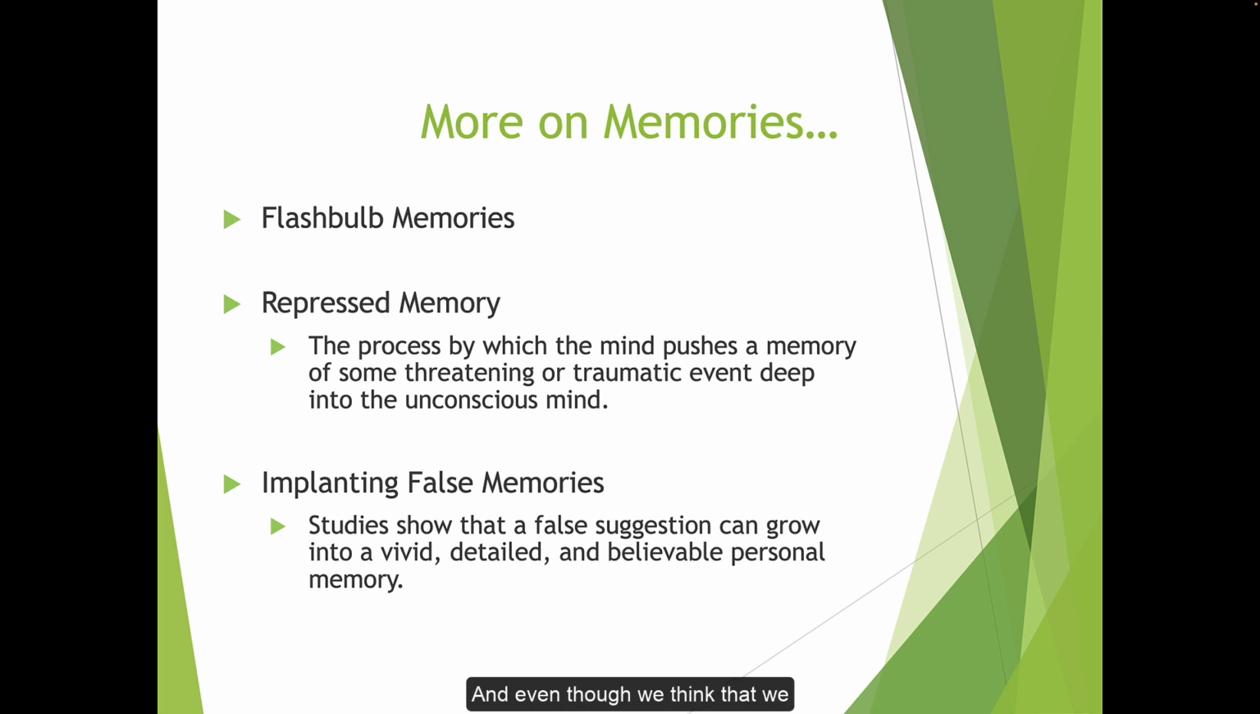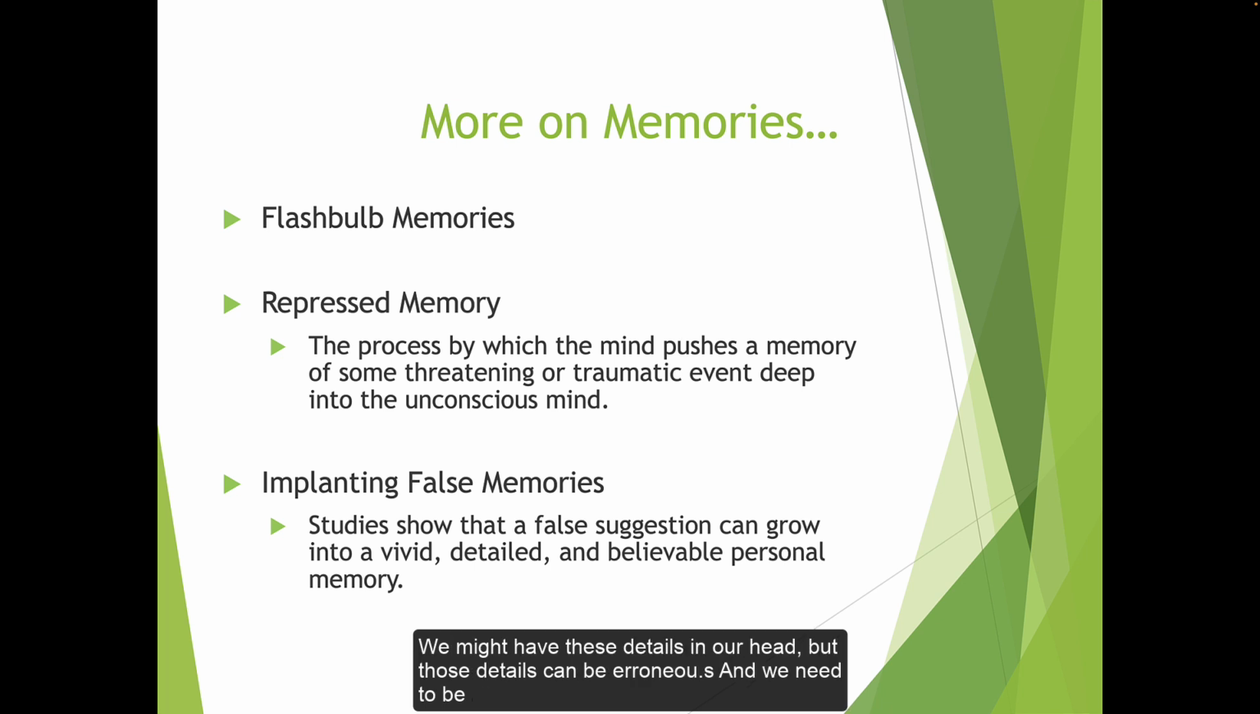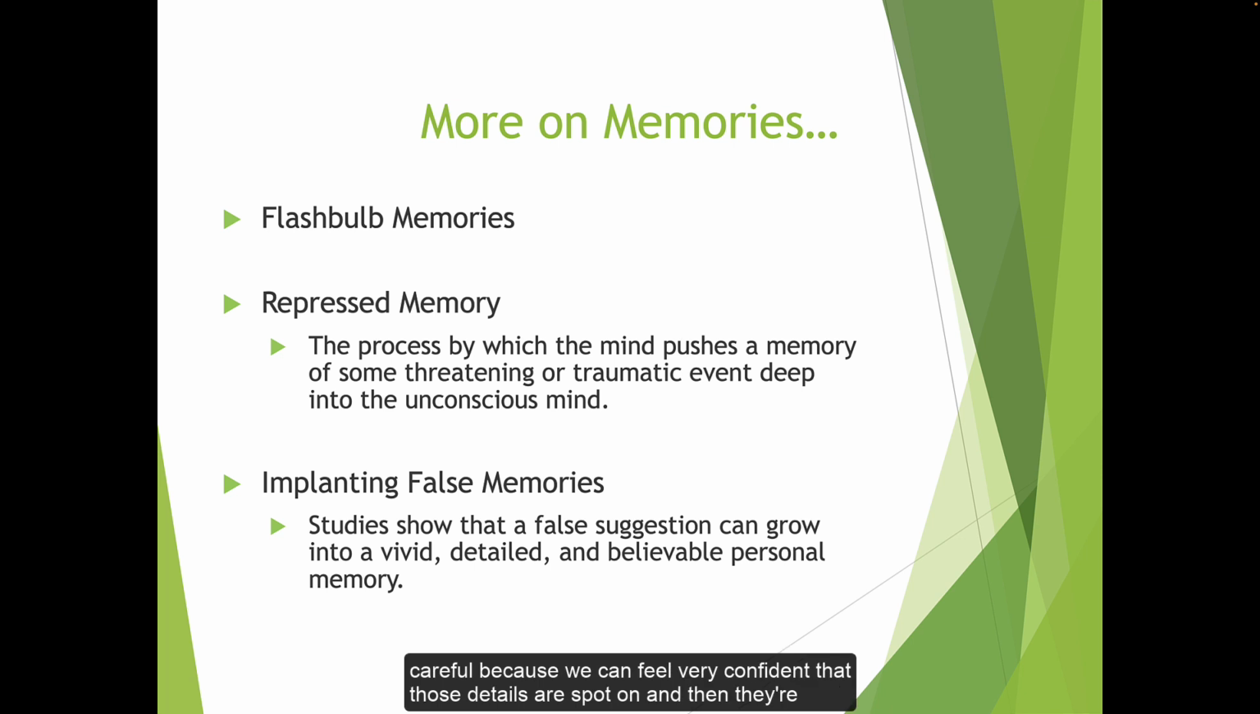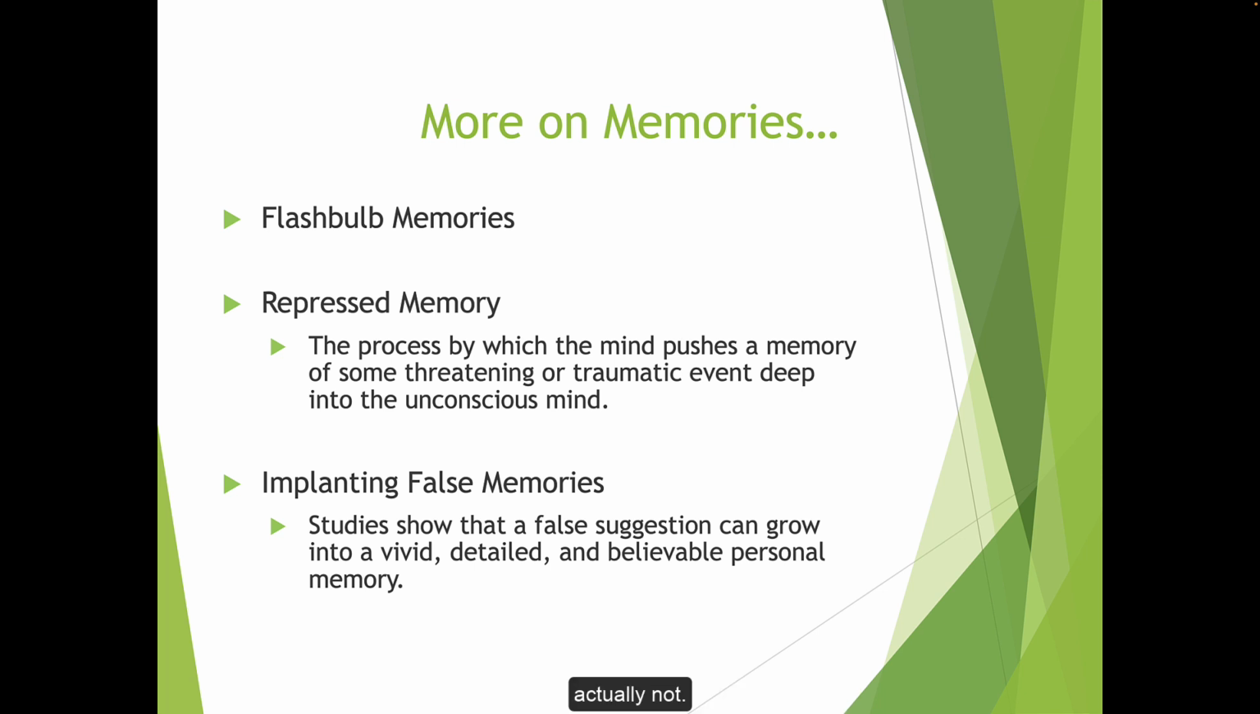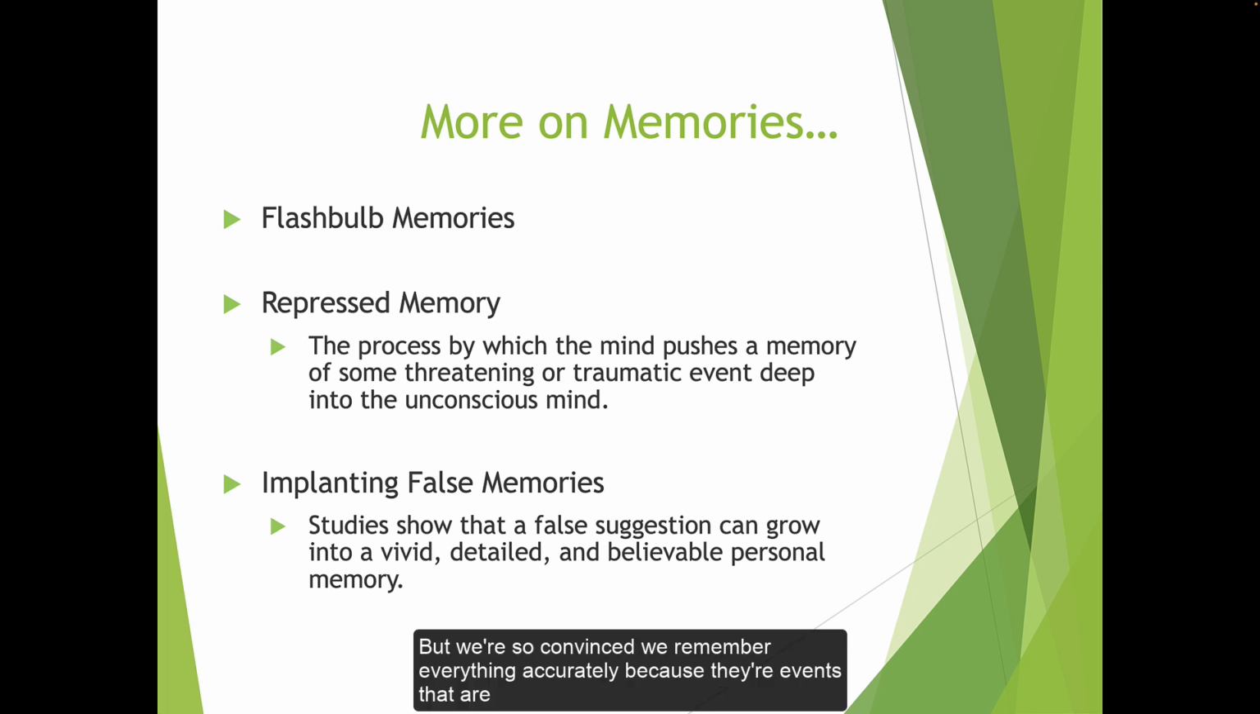And even though we think that we remember everything accurately, a lot of times we have inaccuracy. We might have these details in our head, but those details can be erroneous, and we need to be careful because we can feel very confident that those details are spot on, and then they're actually not. But we're so convinced we remember everything accurately because they're events that are surprising, catch us off guard, or are significant.